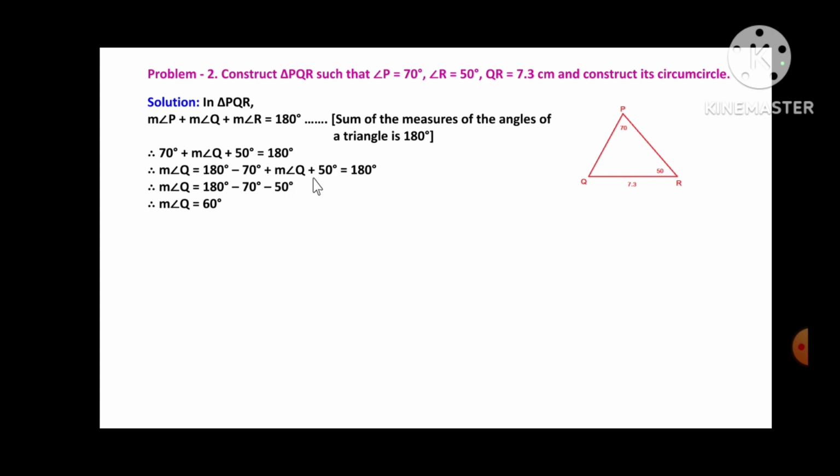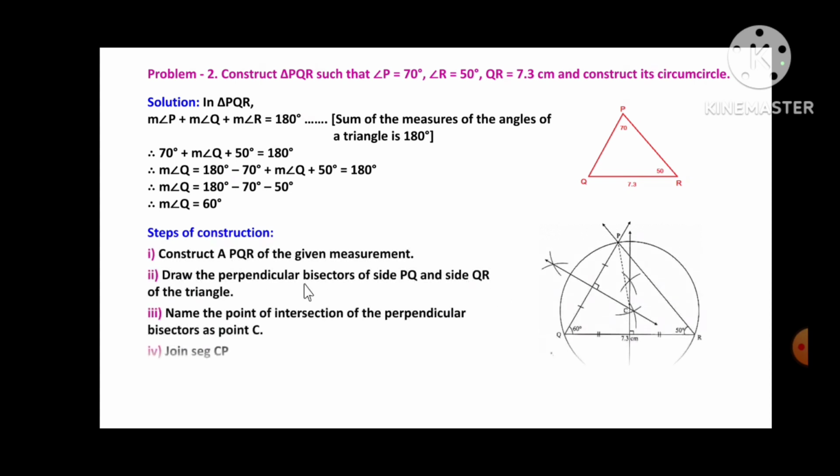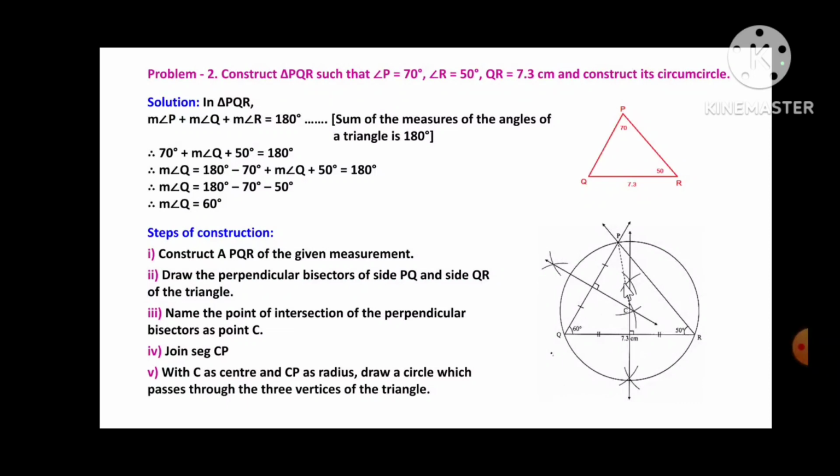minus 50. So angle Q is 60. Now the steps for the construction. Construct the triangle PQR as per the given measurements.